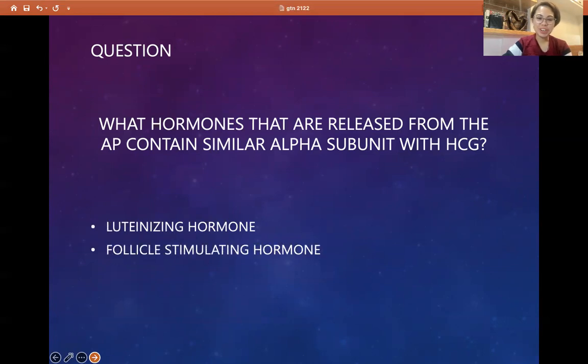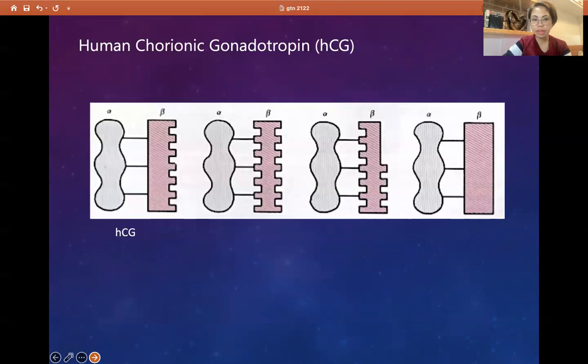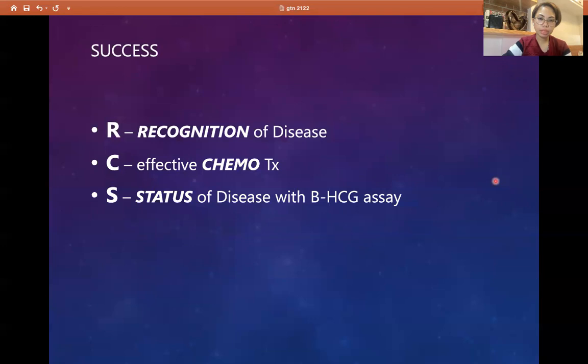Luteinizing hormone, follicle stimulating hormone, thyroid stimulating hormone. Again, these are the 3 hormones with similar alpha subunit with human chorionic gonadotropin. So again, if you can see here, the HCG, FSH, TSH, and LH have the same form of the alpha subunit. They differ in their beta subunits. Again, success is through RCS: recognition, chemo, and surveillance or status of disease with beta HCG assay.